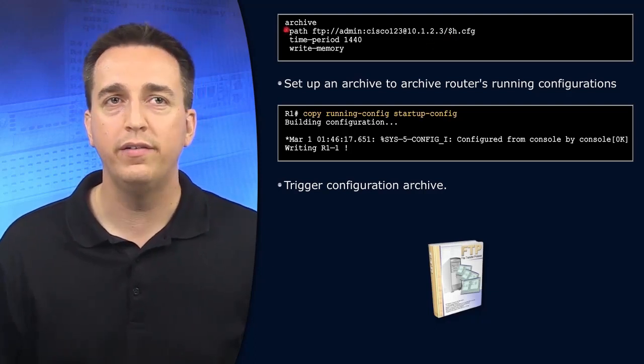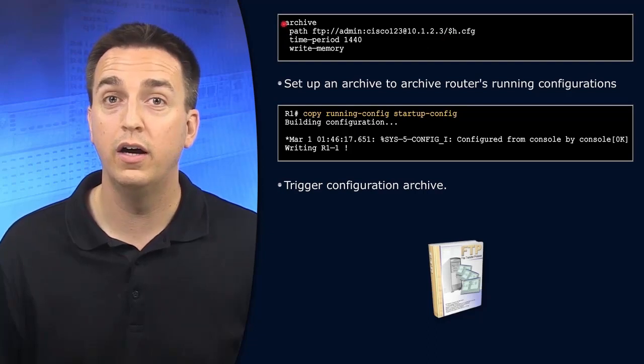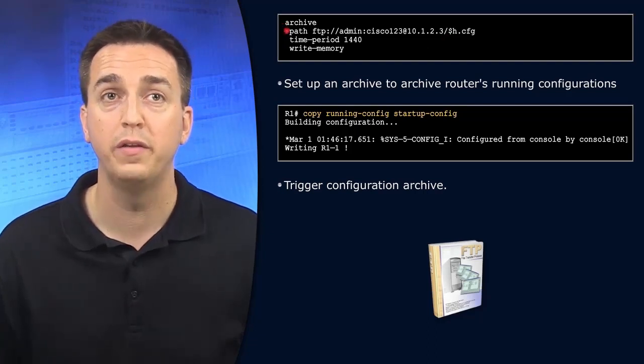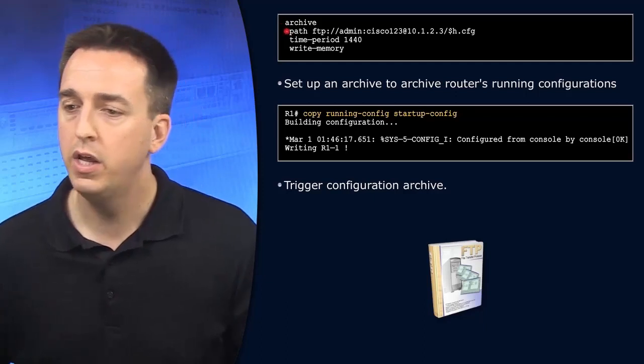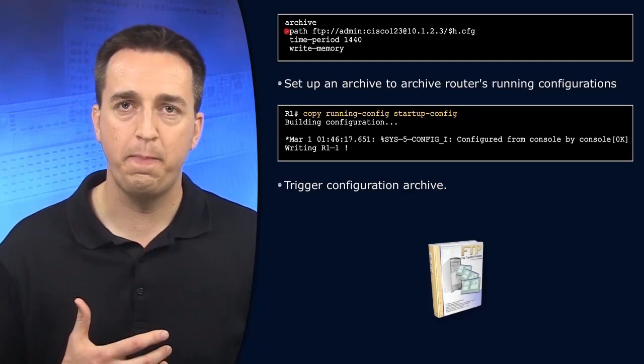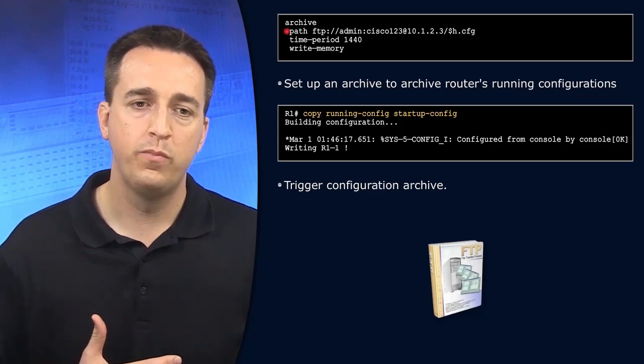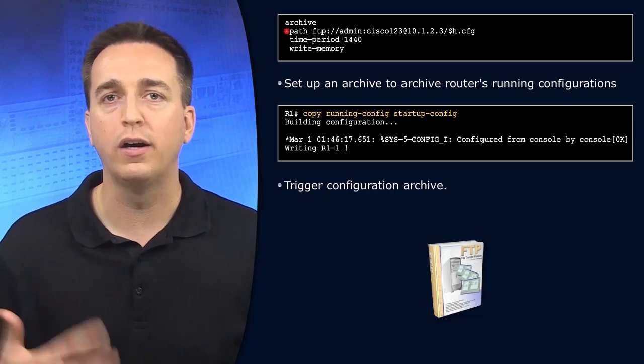Once you've done this, just these two commands, archive in global configuration mode and the path in archive configuration mode, you can use the archive config command from privilege exec mode, and that will generate an archive for you.